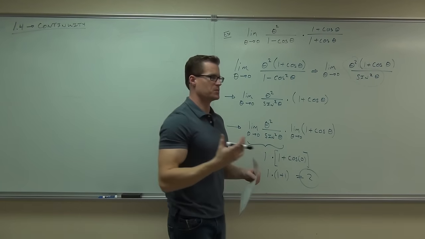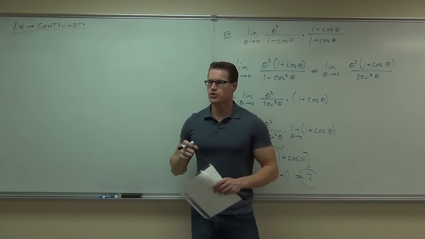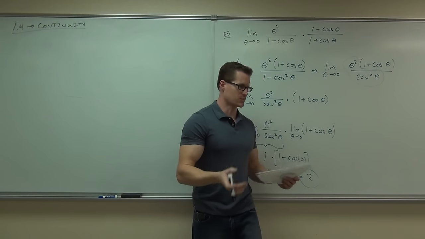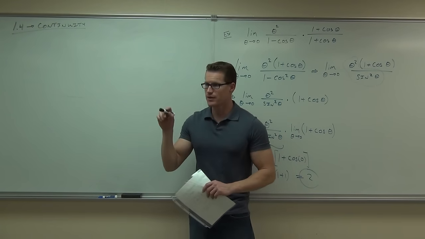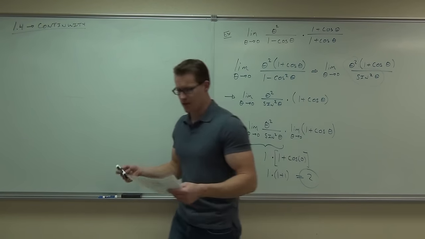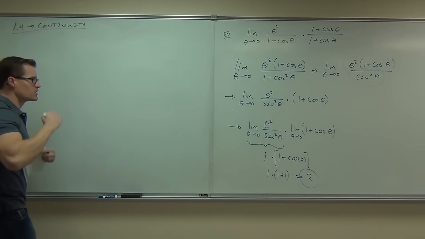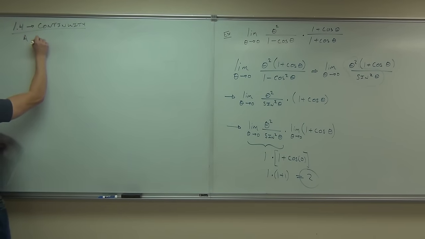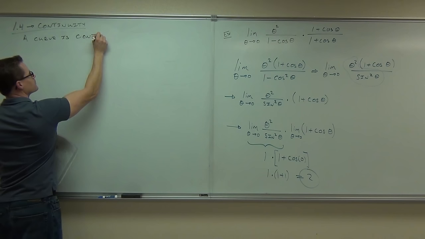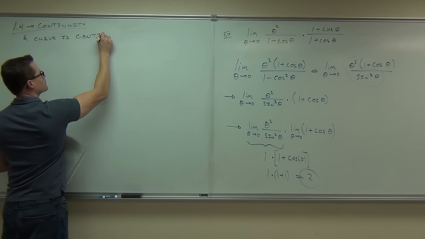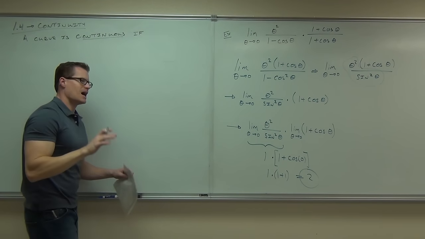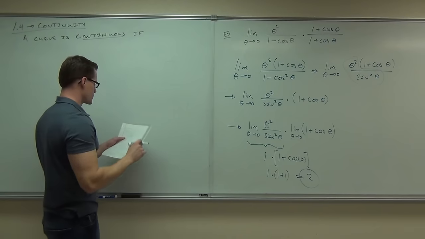Here's the layman's term definition of continuity. A function is continuous if it has no holes, breaks, or asymptotes. That's pretty much it. If you can graph it without picking your pencil off the paper, you would say it's continuous. So continuity says the curve's continuous if it doesn't have any holes or breaks or asymptotes.